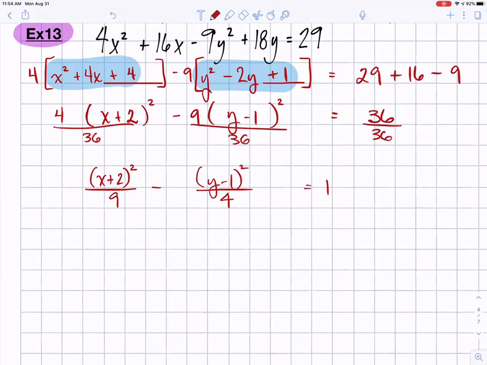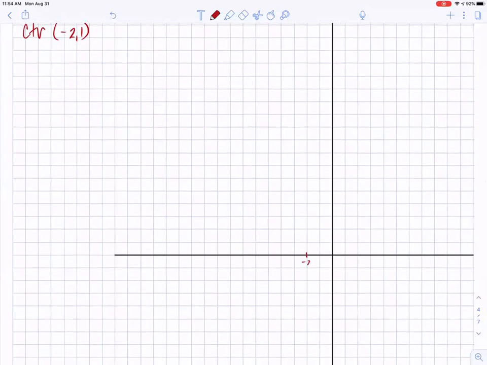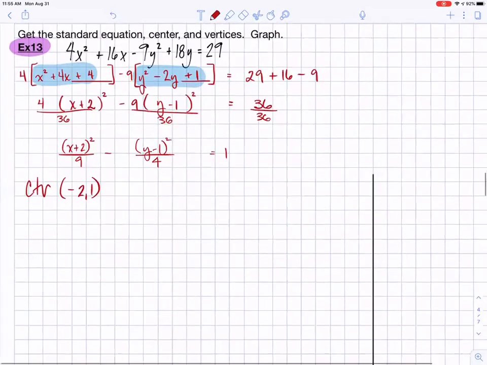And the first part of the question was what's the center, but another part of the question was go graph. Okay, so let's do this simultaneously. Where is my center? -2, +1. So let's go over to my graph here. Okay, -2, 1. There's my center. I graphed one of these. It was the very first example I worked on today. Where do I go from here to graph a hyperbola?